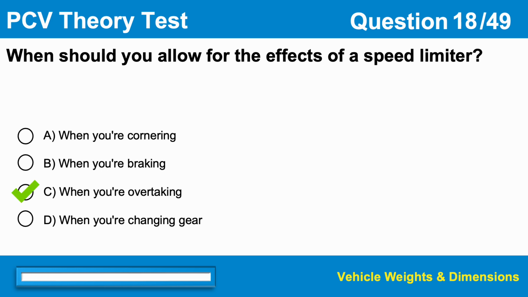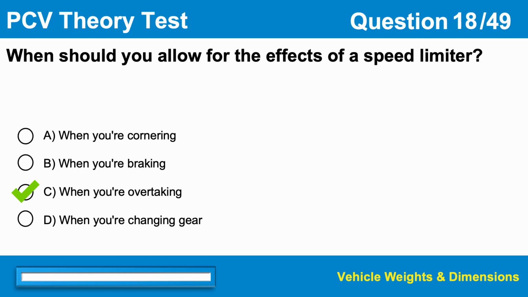The correct answer is C. Forward planning is important whenever you consider overtaking another road user. You should carefully assess the speed of the vehicle you intend to overtake. Remember that your vehicle's speed is limited, and this could considerably increase the distance and time needed to complete the maneuver safely.